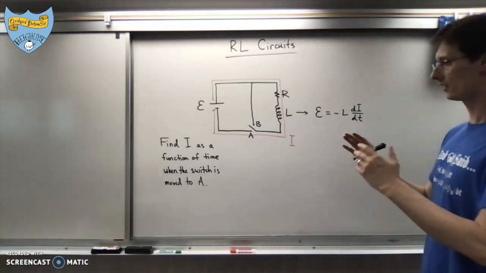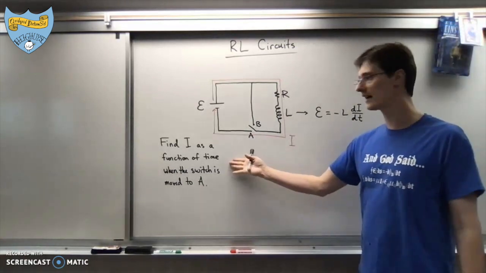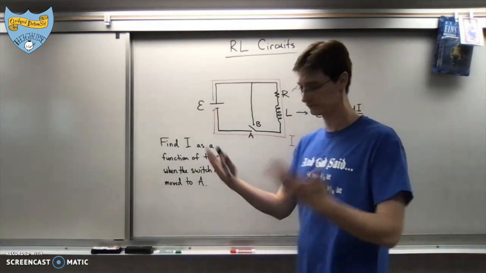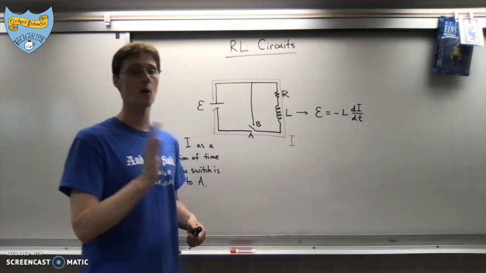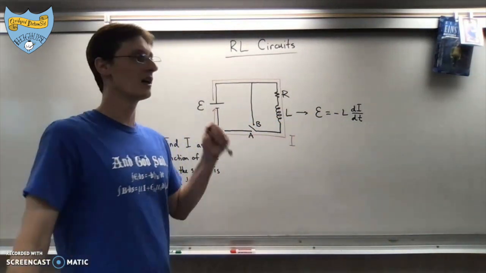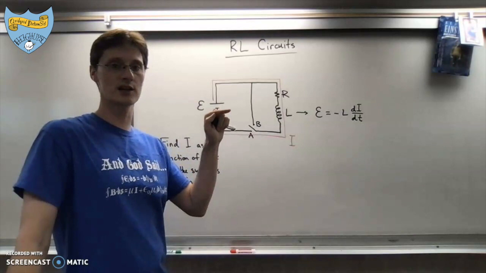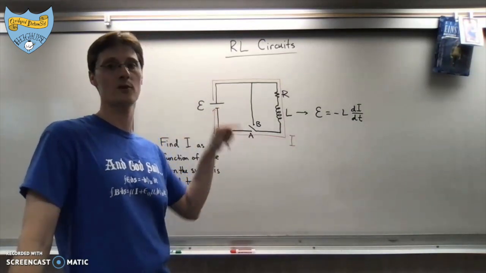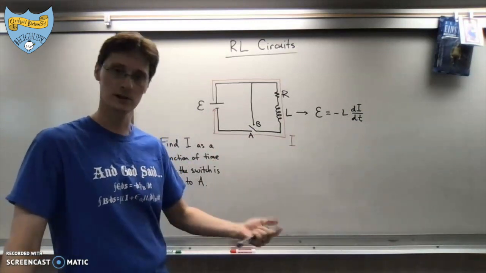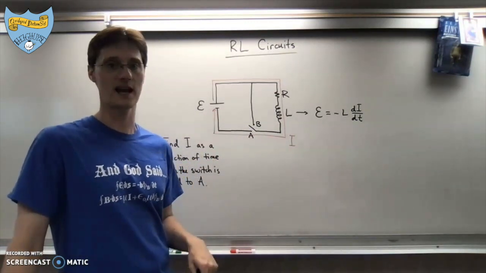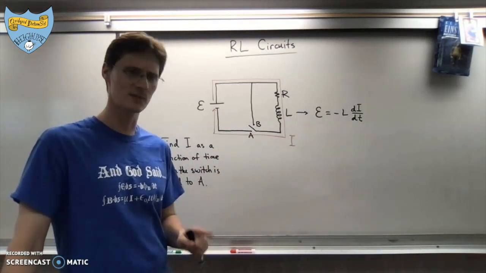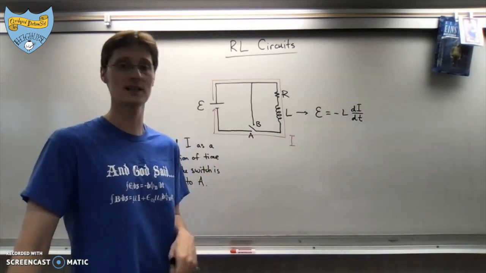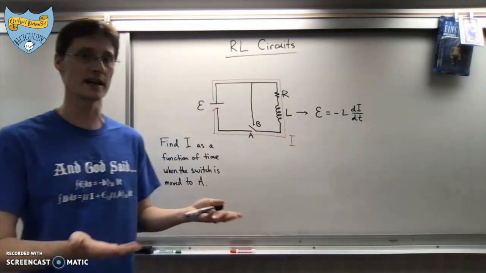The first thing would be if they ask you to find the current as a function of time when the switch is moved to A. That's a very common thing for them to ask. Or they might say something like, write an equation using Kirchhoff's laws to determine the EMF produced by the inductor. What we're going to do is write a loop equation. That's what you always do with any kind of circuit.